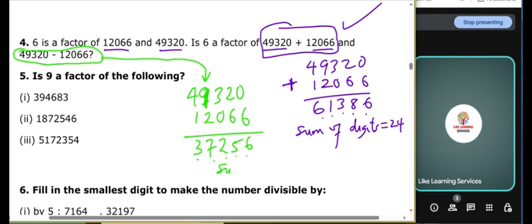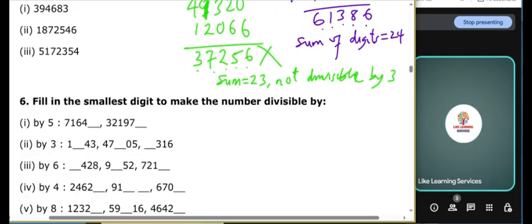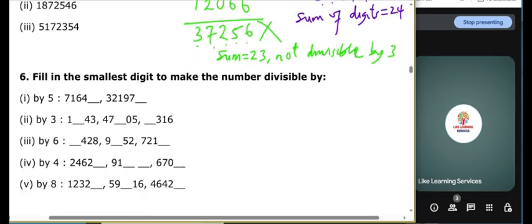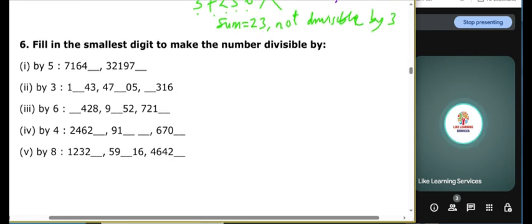Sum is 23. 3 plus 7, 10, plus 2, 12, 17, 23. 23 is not divisible by 3. So it's not divisible by 6. So this is not. Okay. You can do all of these ones.